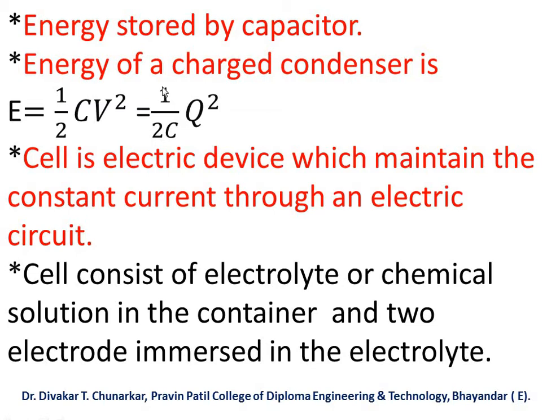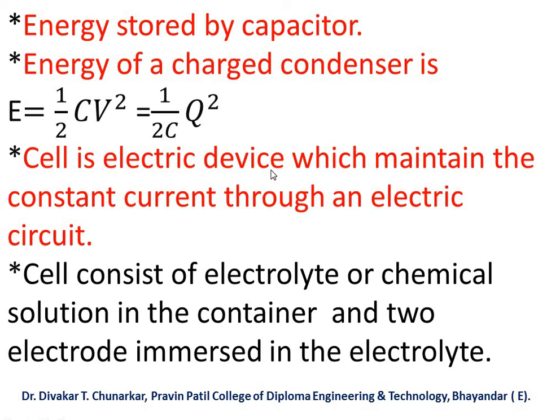So the application of a capacitor is to store energy, and this is the equation of energy of a charged capacitor: E equal to half CV square. Here E is the energy stored, C is the capacitance, and V is the applied voltage. Or we can write this equation again as 1 upon 2C Q square.